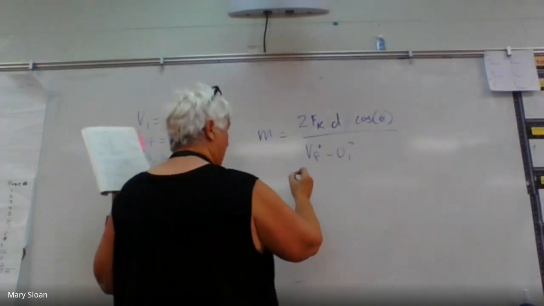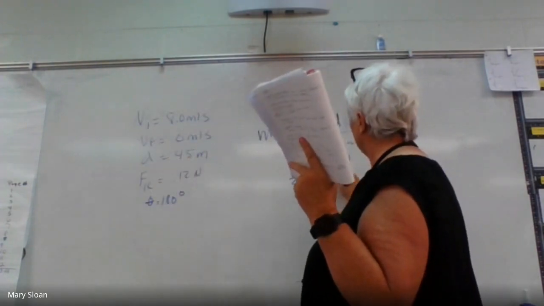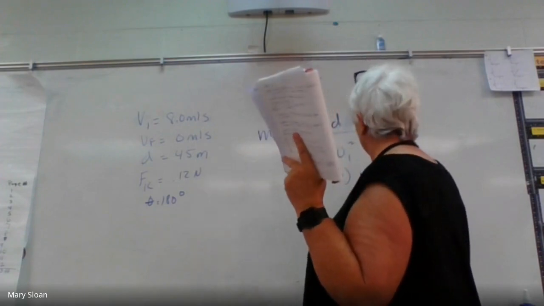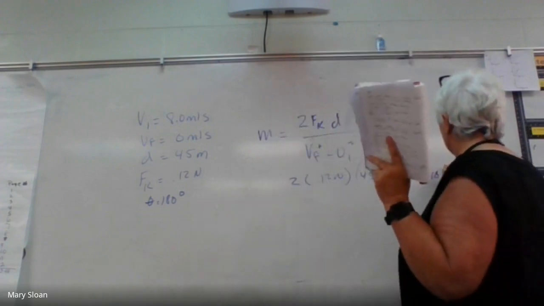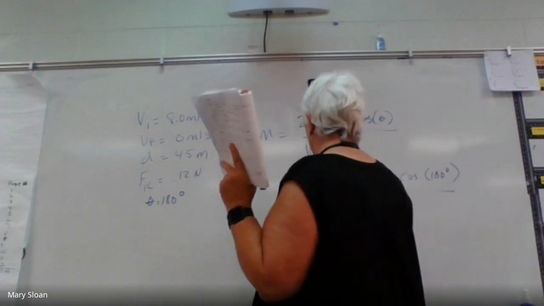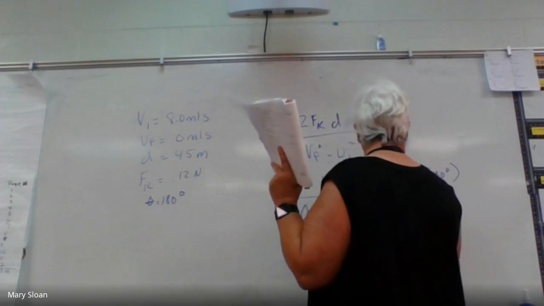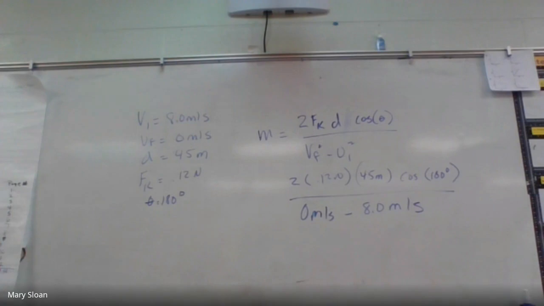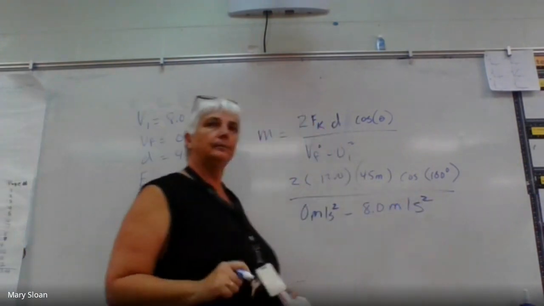So our numbers are 2 times 0.12 newtons, times 45 meters. Cosine, my angle is 180. Divided by velocity final, which is 0 meters per second, subtract 8.0 meters per second. Is that what you plugged into your calculator? You've got to square that now. And squared it. That's not meters per second squared.